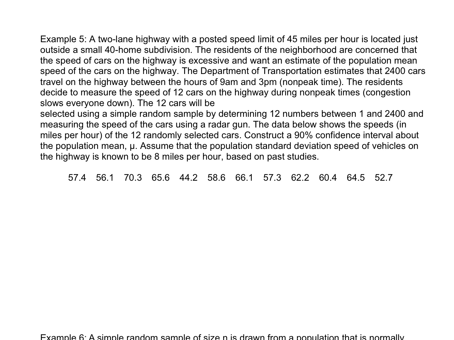Construct a 90% confidence interval about the population mean, mu. Assume the population standard deviation speed is known to be 8 miles per hour based on past studies. Okay, so all of that information, what is it that we need to know? First of all, we need to know that n is 12. My sample size is 12. I know the confidence level. My population standard deviation sigma is 8.